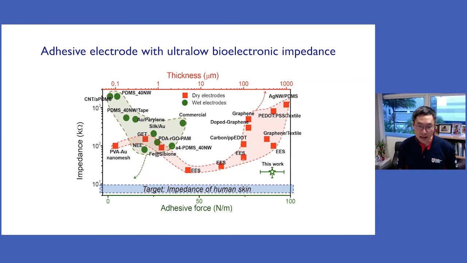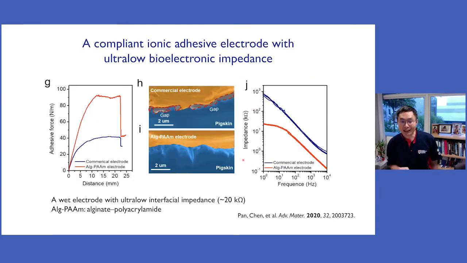And then one work we did is based on alginate polyacrylamide. For this kind of polymer, we tune it suitably, and we can significantly reduce the gap between the electrodes and the skin. You can see typical commercial electrodes always have a gap here. This is the skin, this is the electrode, a lot of gap here. But here there is less gap, or almost none you can see. As a result, you can see the impedance is much, much lower. And in terms of adhesiveness, the red color here is our sample. It's also very adhesive.